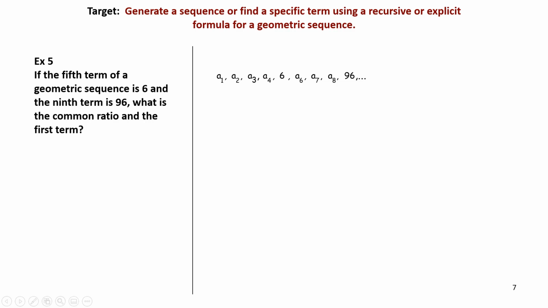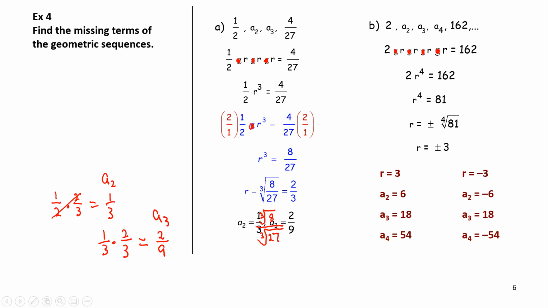Oops, that went a little bit quick, didn't it? So if I multiply both of these by 3, I do get positive 162 for both of them. That means that both of these r values are good. So you've got to be careful with your fourth roots here. All right.